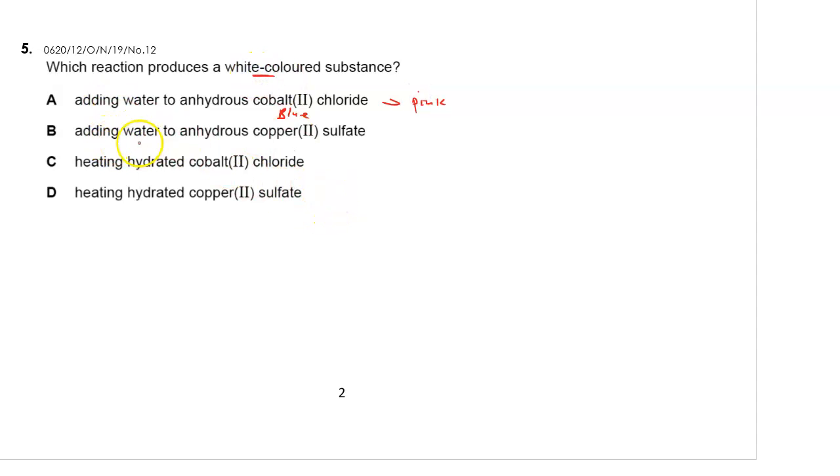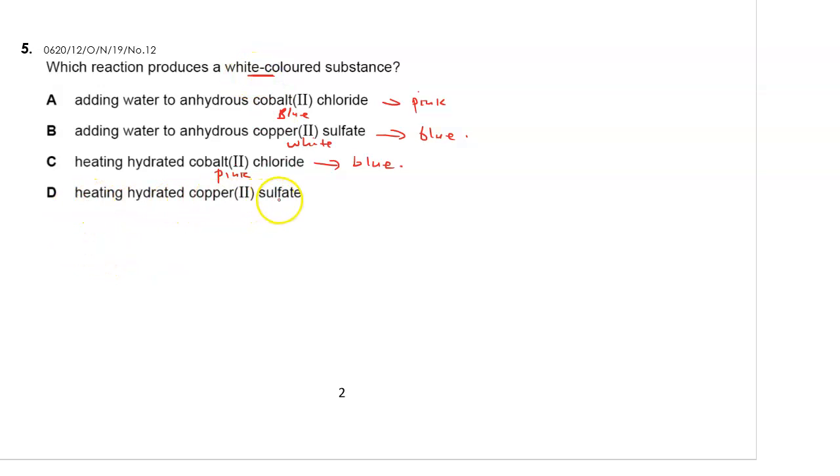So that's not correct. Adding water to anhydrous copper 2 sulfate. Anhydrous copper 2 sulfate is actually white. When you add water, it turns blue, and therefore that is not correct. Now part C, heating hydrated cobalt 2 chloride. Hydrated cobalt 2 chloride is pink. When you heat it, it turns to anhydrous cobalt 2 chloride, which is blue. So that's not correct. We want the product which is white.